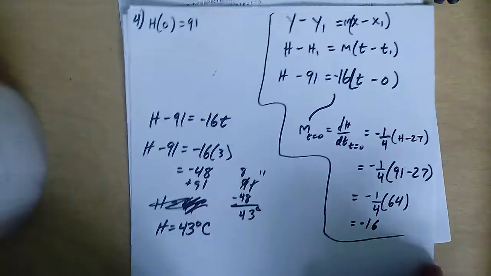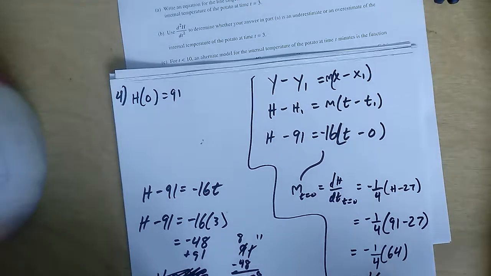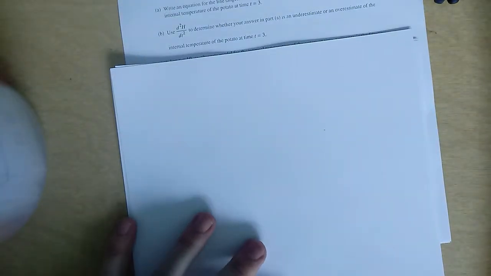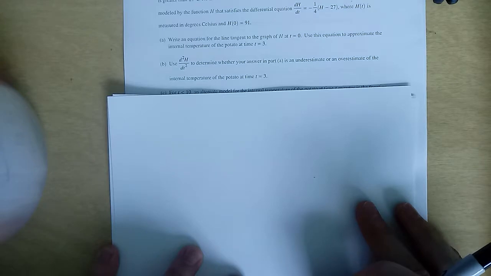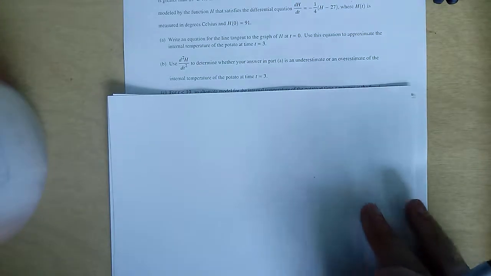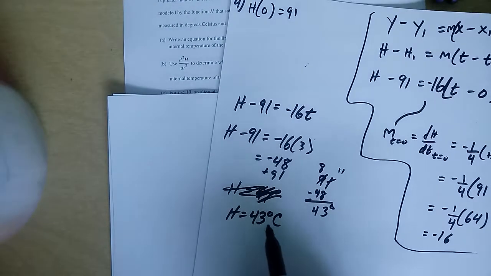So that's part A. Let's look at part B. Use the second derivative to determine whether your answer in part A is an underestimate or overestimate of the internal temperature of the potato at time t equals 3. So this is an estimate.